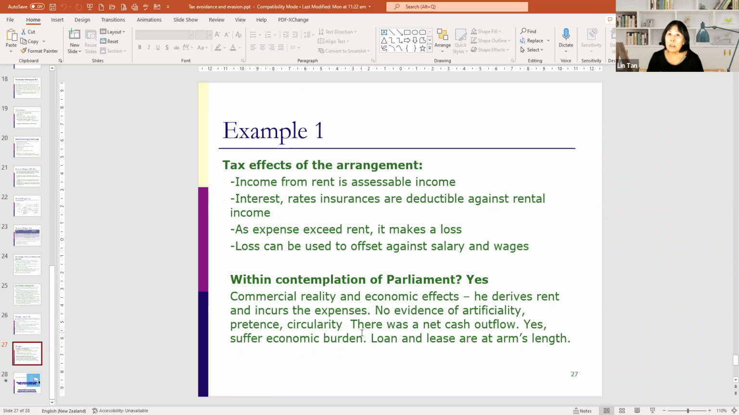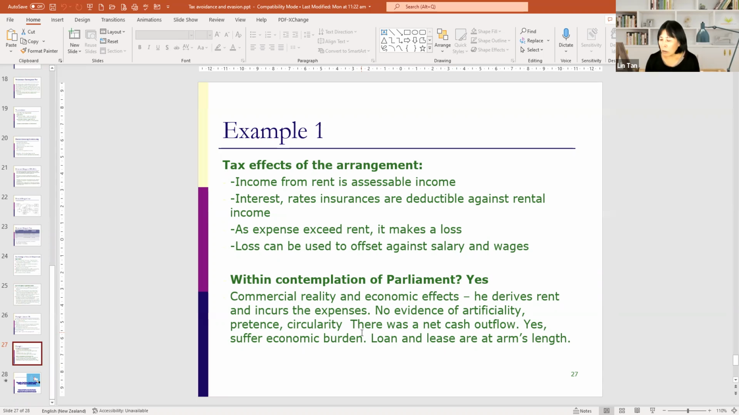Right, so you can think in terms of many other scenarios where more or less the Inland Revenue has assured that there's nothing fishy within. It is commercial, it's not contrived, it's not circular, right? It will not be regarded as a tax avoidance arrangement.